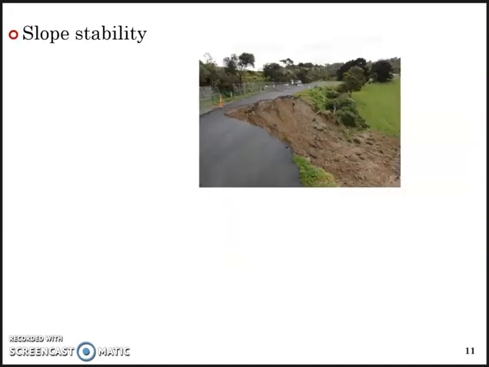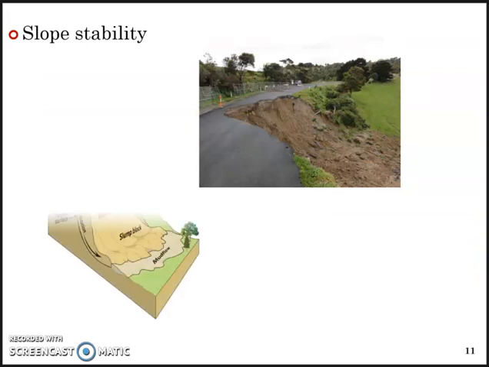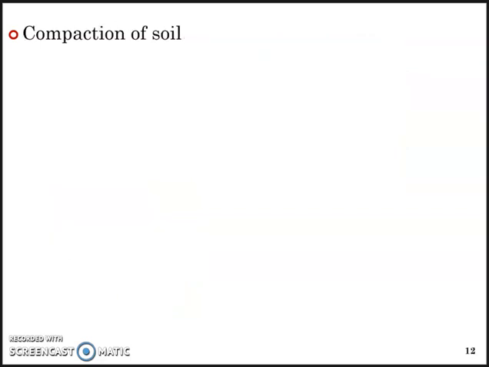Another example of the importance of slope stability is shown in this picture. Slope stability. This is included in your syllabus as well. So slope stability, the different theories which may help you to analyze the stability of slopes, the factor of safety, etc., are covered in this module. Then you have what is called compaction of soil.